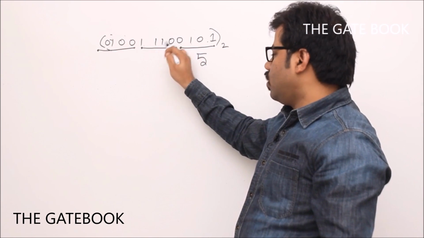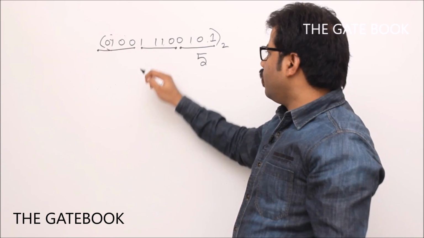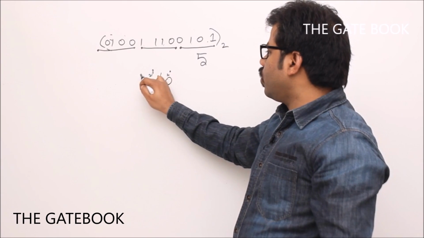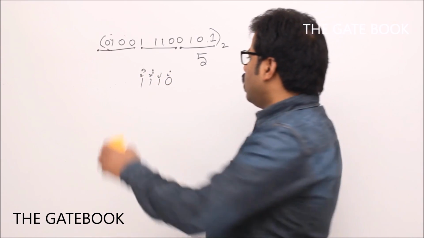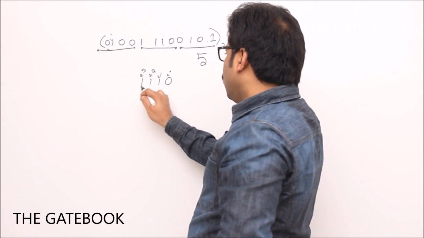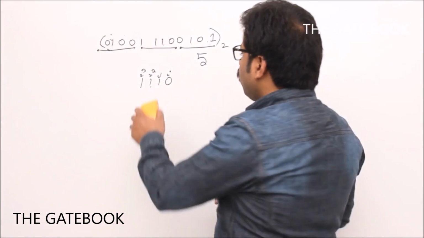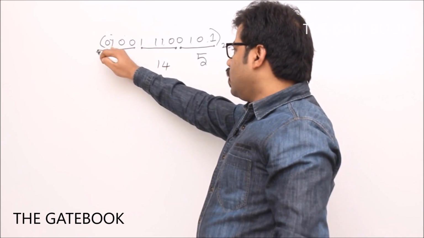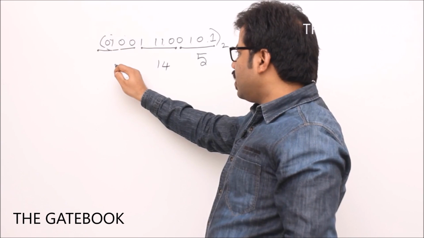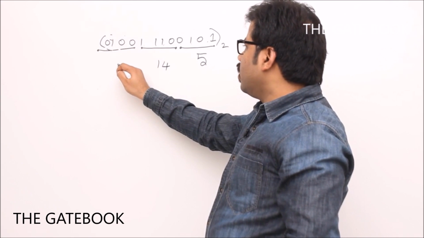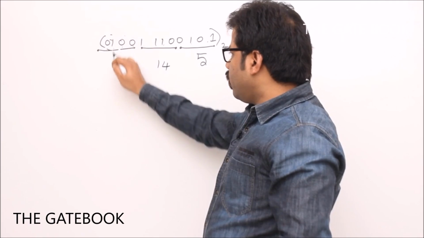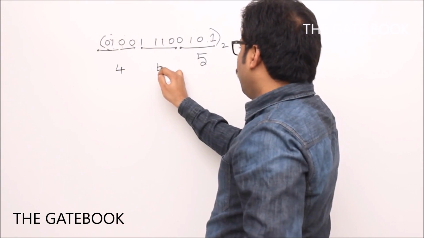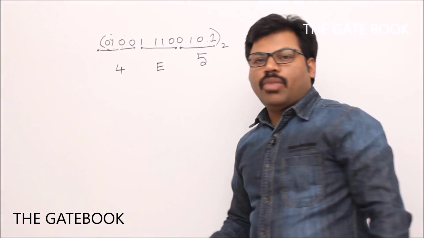This is 1110, 8 4 2 1 are the weightages. See, focus on 1110: 2 power 0, 2 power 1, 2 square, 2 cube. 8 plus 4, 12, 12 plus 2, 14, right? So 1110 is actually the hexadecimal digit 14. Convert the 0100 separately into a hexadecimal digit, that is 4, right? But 14 we know is nothing but E, correct? So 4E5. In that way we can convert binary to hexadecimal.